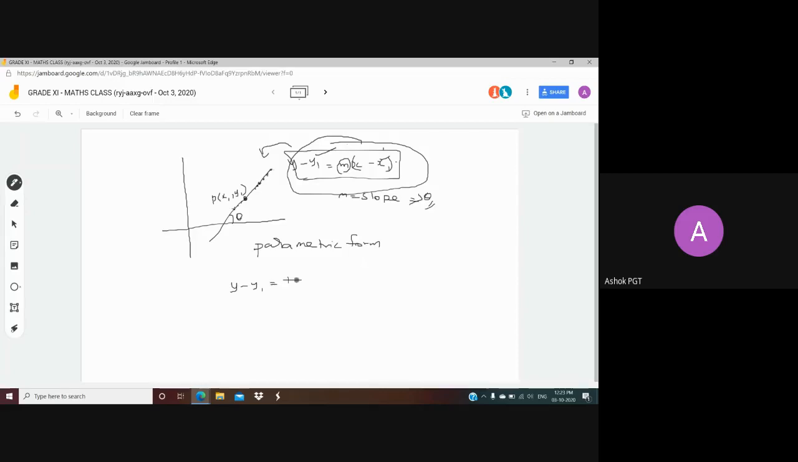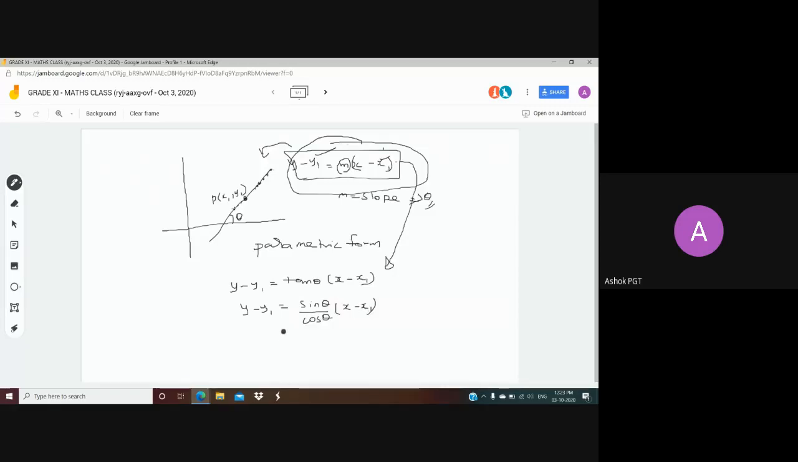y minus y1 is equal to tan theta, that is m, into x minus x1. In place of m I am substituting tan theta. Students, do you understand this? I am using this only, but in place of m I am writing tan theta. You know that tan theta can be written as sin theta by cos theta, times x minus x1.